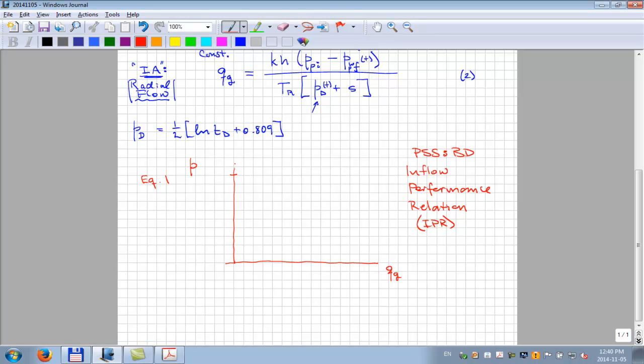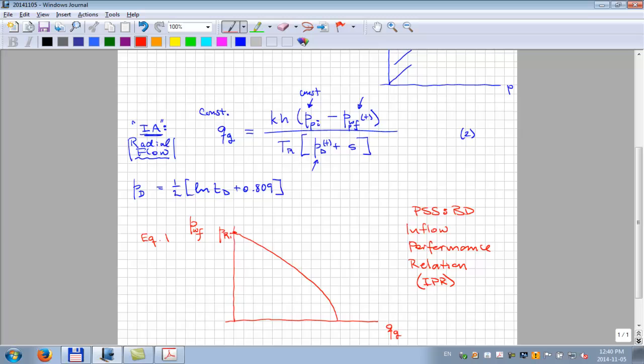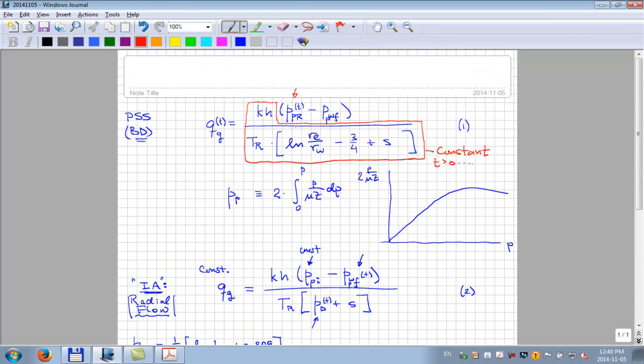And the curve is going to look something like this for a gas well. Okay? It's curved. This is flowing bottom hole pressure. This is the average reservoir pressure initially. And the reason it is not a straight line is because this equation has pseudo pressure, right? It's not pressure, it's pseudo pressure.